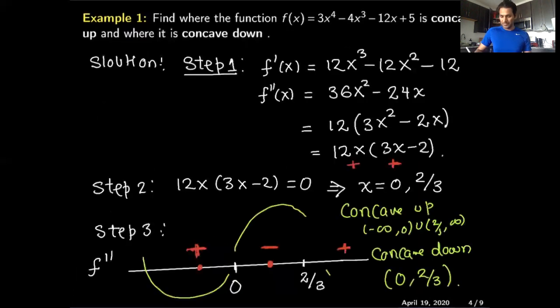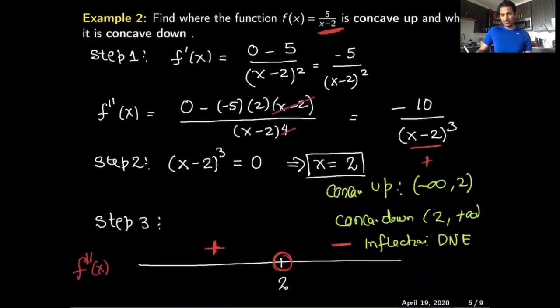Compared to the previous example, where x is equal to 0 is a point of inflection, and x is equal to 2/3 is a point of inflection. But in this example, we do not have any point of inflection, because where the function changes its concavity, that point does not belong to the domain of the function.